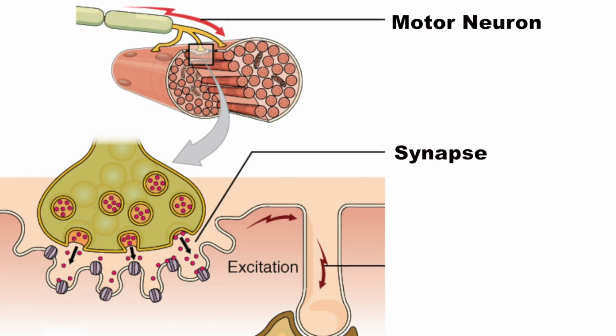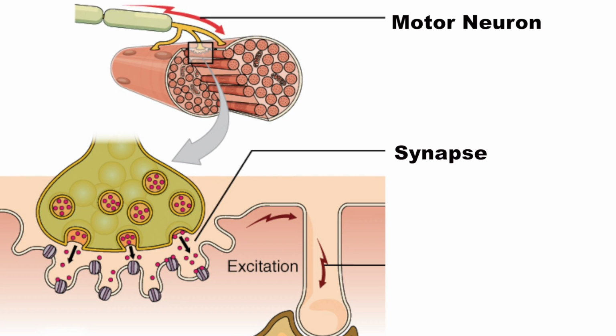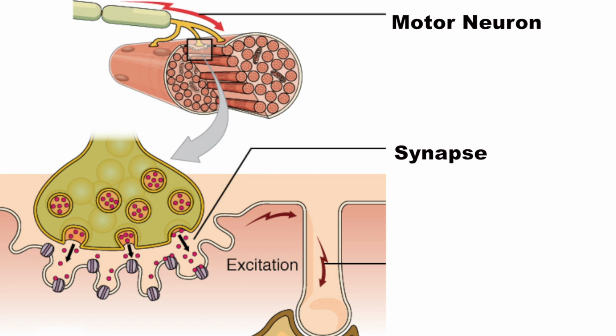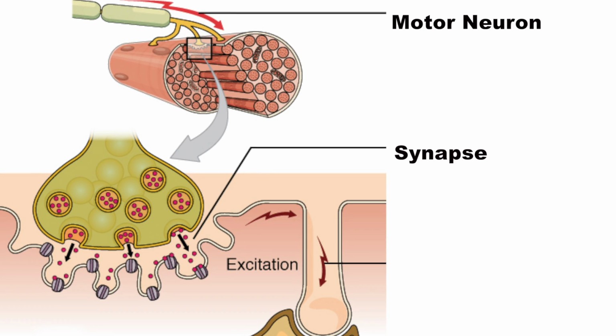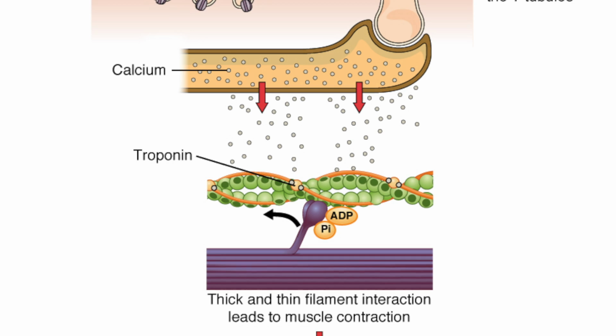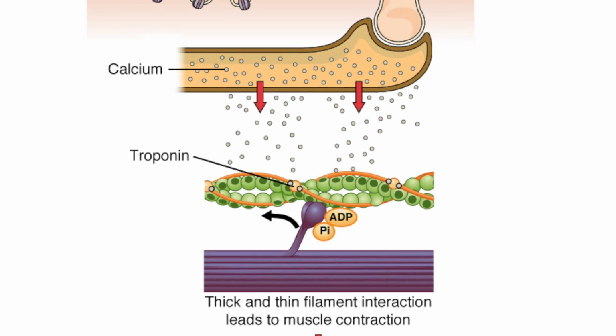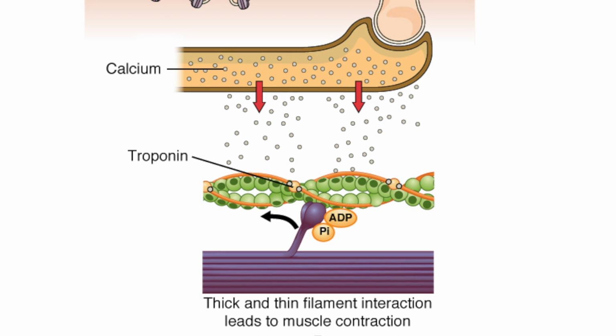Muscle contraction starts with a motor neuron from the spinal cord sending an action potential down its axon. This action potential leads to acetylcholine being released from vesicles into the synapse. When acetylcholine binds to the receptor on the muscle cell membrane, it triggers the release of calcium from the sarcoplasmic reticulum, which is an organelle used for calcium storage in muscle cells.